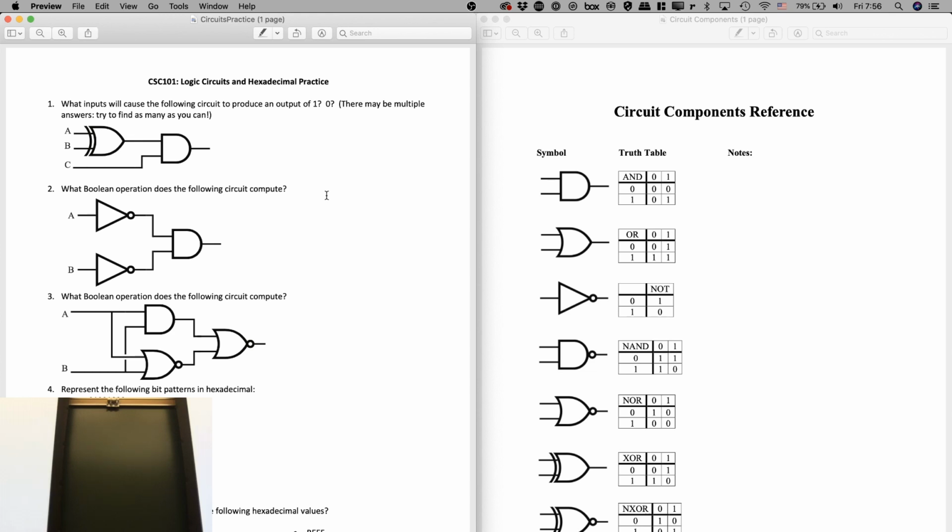Do we have a circuit component that does that? Yes, we do. Which one is it? It's the NOR gate. So this thing here is really a NOR gate in disguise.